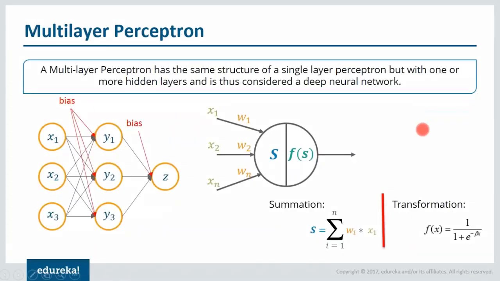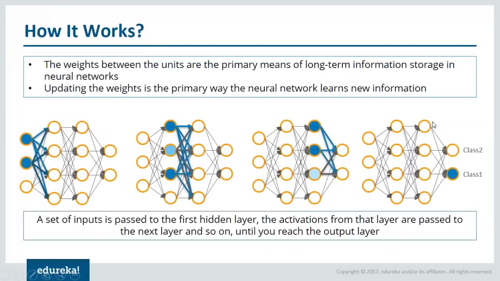So what are multi-layer perceptrons? Multi-layer perceptrons have the same structure as the single layer perceptron. The only difference is they have more than one hidden layer. Let me explain it to you with an example. This is how a typical multi-layer perceptron looks. We have an input layer, two hidden layers, and one output layer. Typically each neuron is connected to the neurons present in the adjacent layer, but the neurons of the same layer are not connected to each other. Now a set of inputs are passed to the input layer, and the output of this input layer will be passed to the first hidden layer.